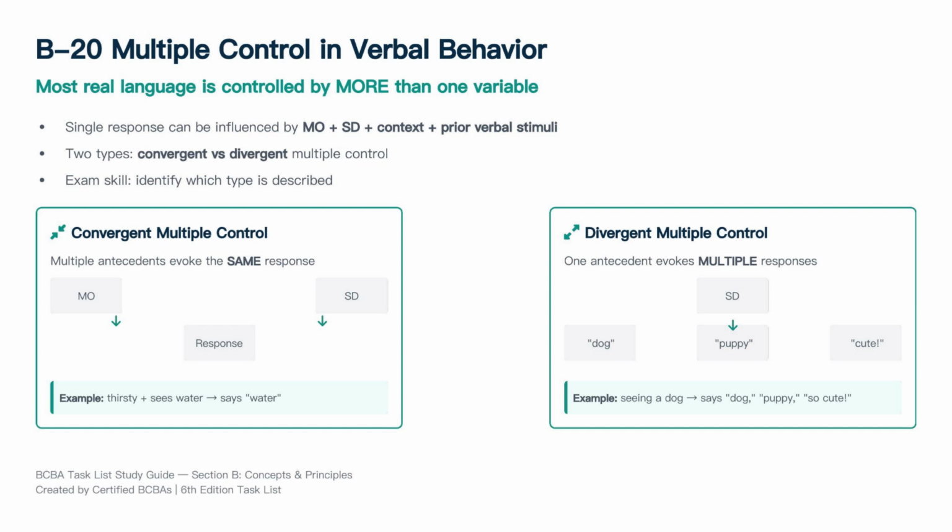Now let's upgrade realism with multiple control. Most natural language isn't controlled by one clean variable. One response can be influenced by MO, SD, context, and prior verbal stimuli at the same time. On the exam, you'll mainly label whether the vignette shows convergent multiple control, many antecedents pushing the same response, or divergent multiple control, one antecedent branching into many responses.